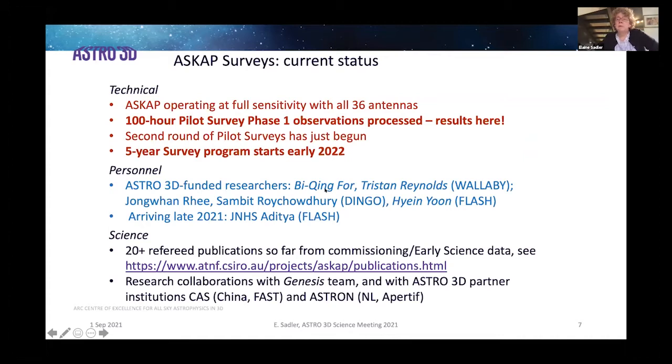So under personnel, just mentioned that we have half a dozen researchers funded by Astro 3D, which is enormously beneficial to the project. For Wallaby, Beeching 4 and Tristan Reynolds are both presenting in this session. Dingo, Zhongwan Ri and Sambit Rao Chaudhry. And for Flash Hain Yoon, who'll also be talking here. And the final member of the team arriving, we hope, later this year is Aditya, who's just waiting on travel from India.